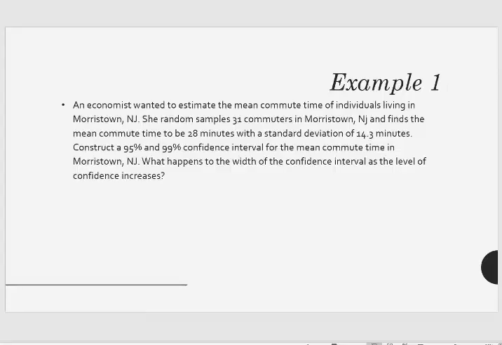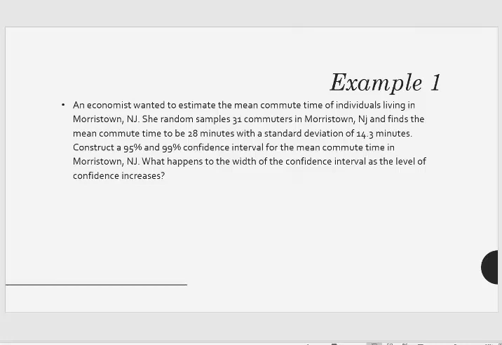Okay, so here's the first problem. An economist wanted to estimate the mean commute time of individuals living in Morristown, New Jersey, my hometown. So she randomly samples 31 commuters in Morristown and finds the mean commute time to be 28 minutes with a standard deviation of 14.3 minutes. So here we want to construct two different confidence intervals. First a 95% confidence interval and then a 99% confidence interval for the mean commute times.